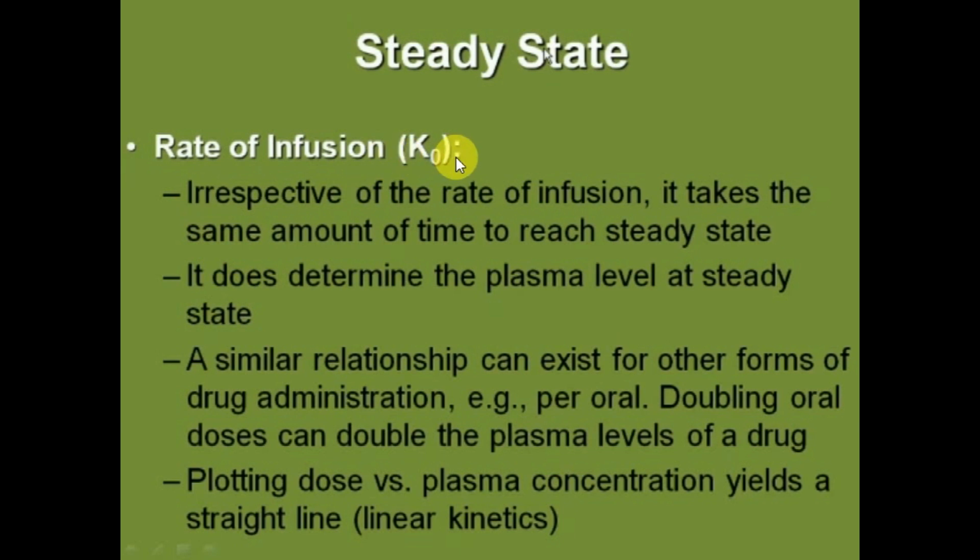Rate of infusion is another perspective. Irrespective of rate of infusion, it takes the same amount of time to reach the steady state. It does determine the plasma level at steady state, however. A similar relationship can exist for other forms of drug administration, e.g. per oral. Doubling oral dose can double the plasma levels of drug. Plotting dose versus plasma concentration yields a straight line, linear kinetics, as we have studied in the previous chapter.